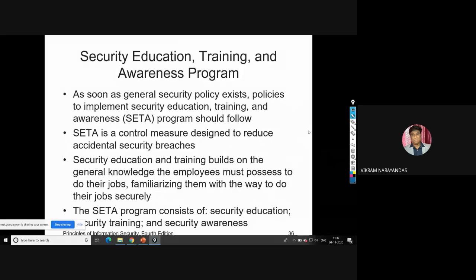Next, security education, training, and awareness programs. So what are security education, training, and awareness programs? For whom are we giving this type of training or awareness programs in the organization? Generally, we are giving it to the employees. It may be technical and non-technical. As soon as the general security policy exists, which comes from the upper management, the executive champions will create the policies.